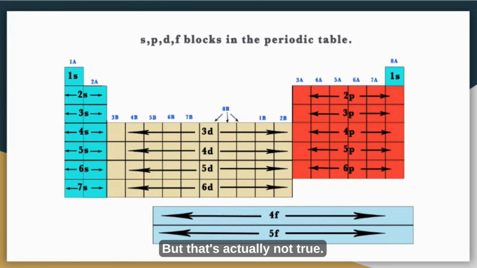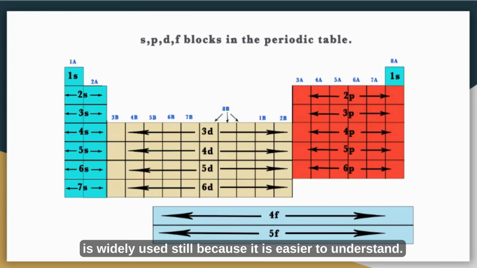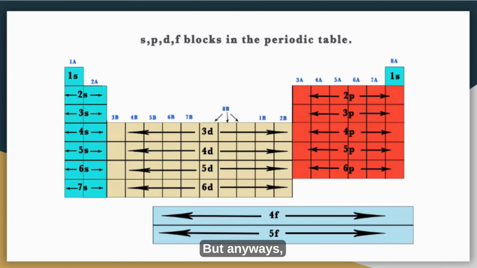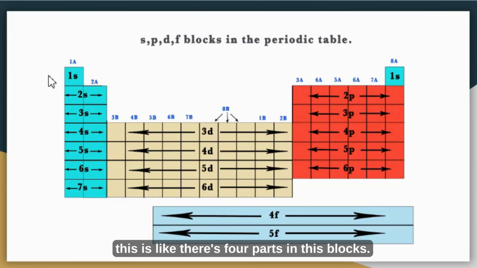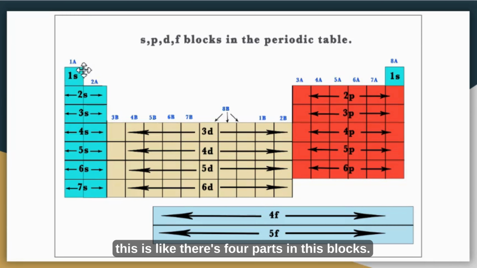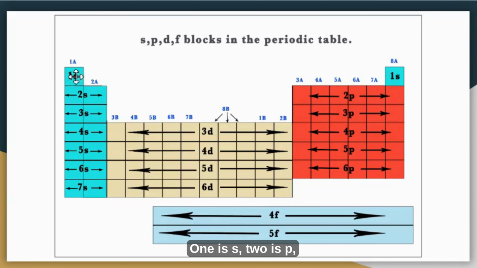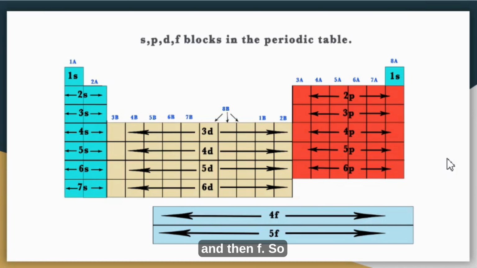But that's actually not true. For example, Heisenberg's uncertainty principle disproved it even. But it is still widely used because it is easier to understand. But anyways, there are four parts in these blocks. One is S, two is P, the third one is the D block, and then F.